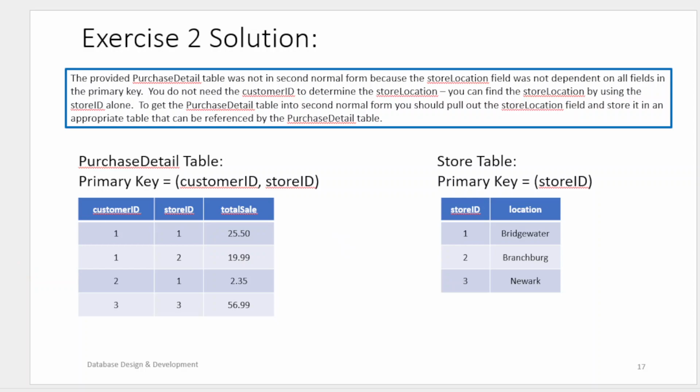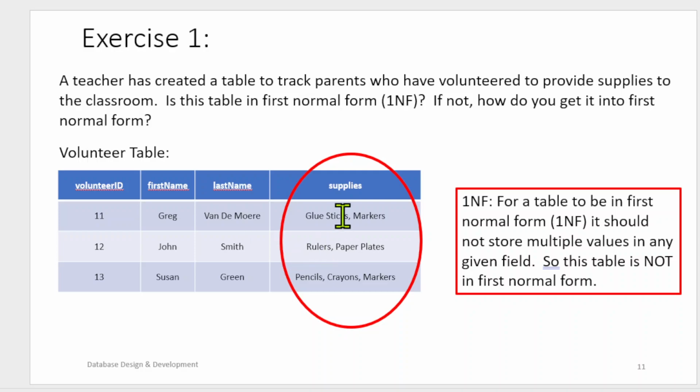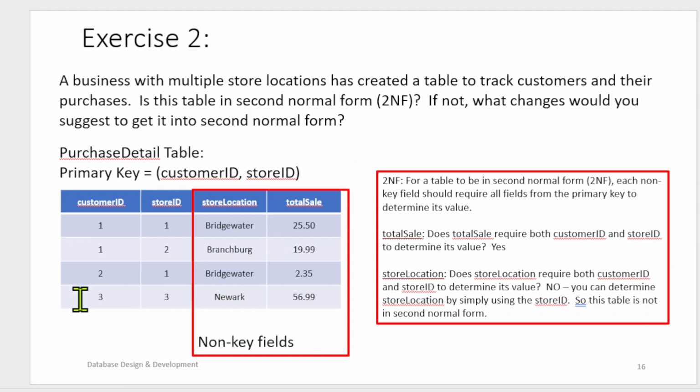Okay, so remember real quick, because I know this gets confusing. In first normal form, we're concerned about stuff like this. Second normal form is always tricky to look at, but you want to look at the fields that are not part of the primary key.